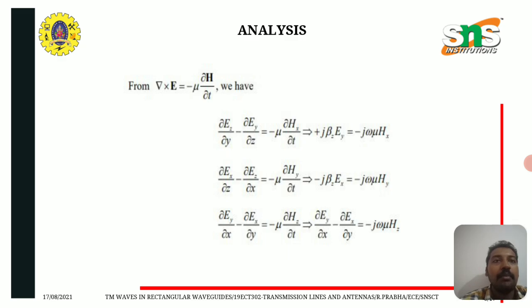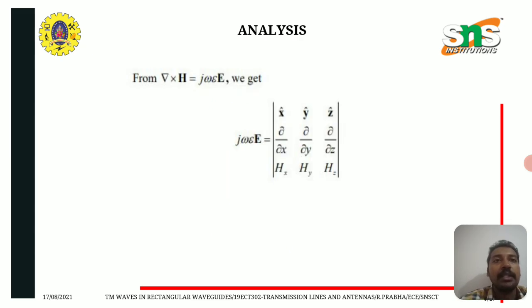From del cross E equal to minus mu dou H by dou t, we form the matrix and equate the equations. We get dou Ez by dou y minus dou Ey by dou z equal to minus j omega mu Hx, and dou Ex by dou z minus dou Ez by dou x equal to minus j omega mu Hy. Dou Ey by dou x minus dou Ex by dou y equal to minus j omega mu Hz.